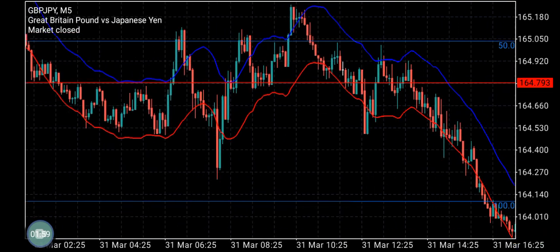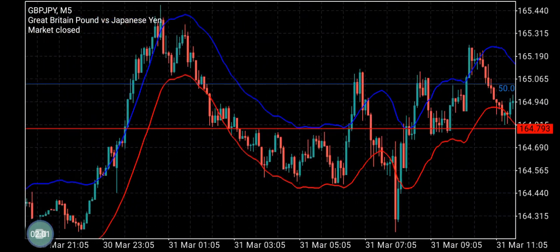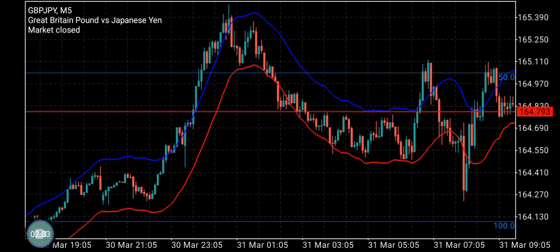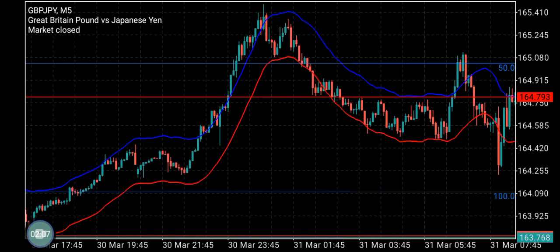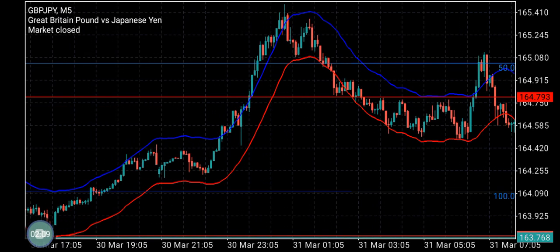So let's see. On envelopes, if we have two bands here, the lower band and the upper band, once a bullish candlestick closes above the upper band and a bearish candlestick closes below the upper band, what you do is take a sell. Just sell the market and take your profits when it hits the lower band. This is an example of what I'm saying.